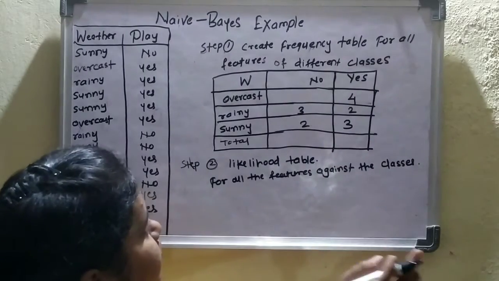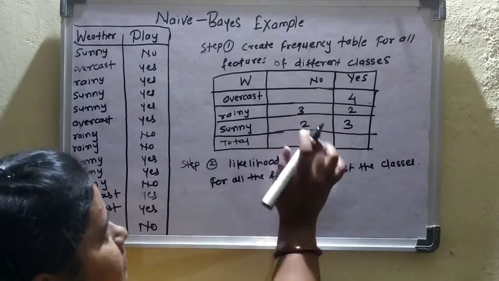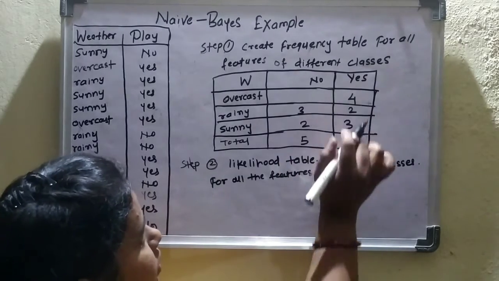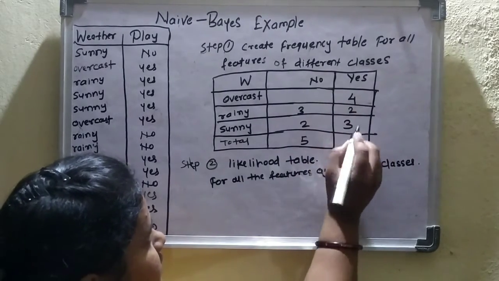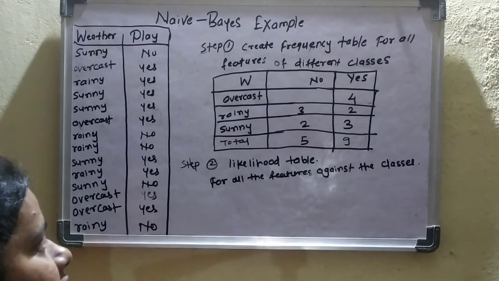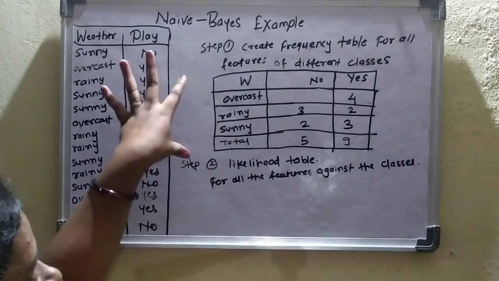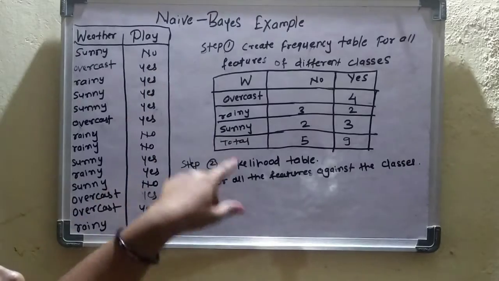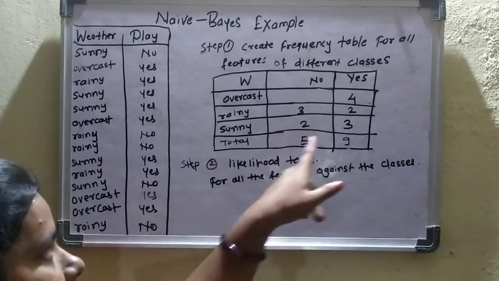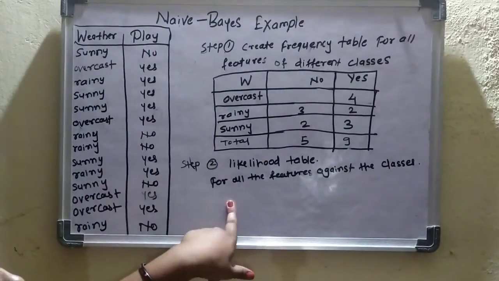I have done this previously. So the total no values are 3 plus 2, that is 5, and the total yes values are 9. So total yes values are 9 and total no values are 5. Now our frequency table is completed here. We have got a total of 9 yes values and a total of 5 no values. So this is step 1 in the Naive Bayes algorithm.